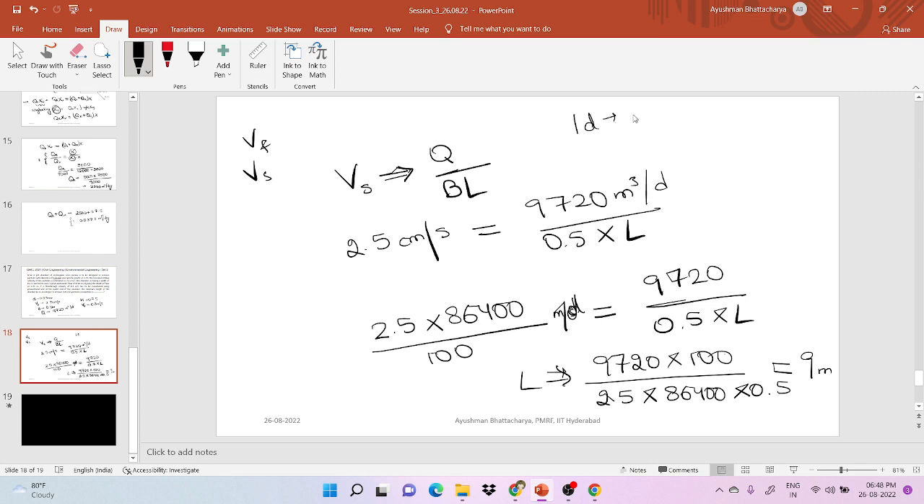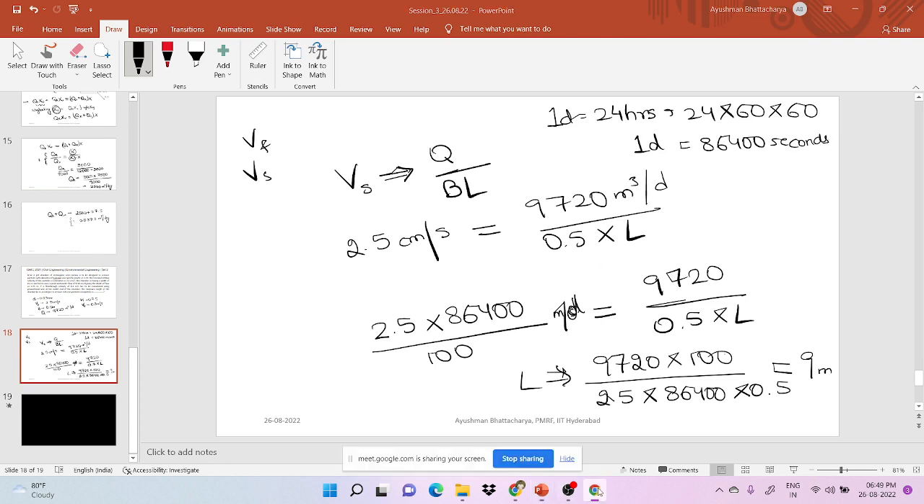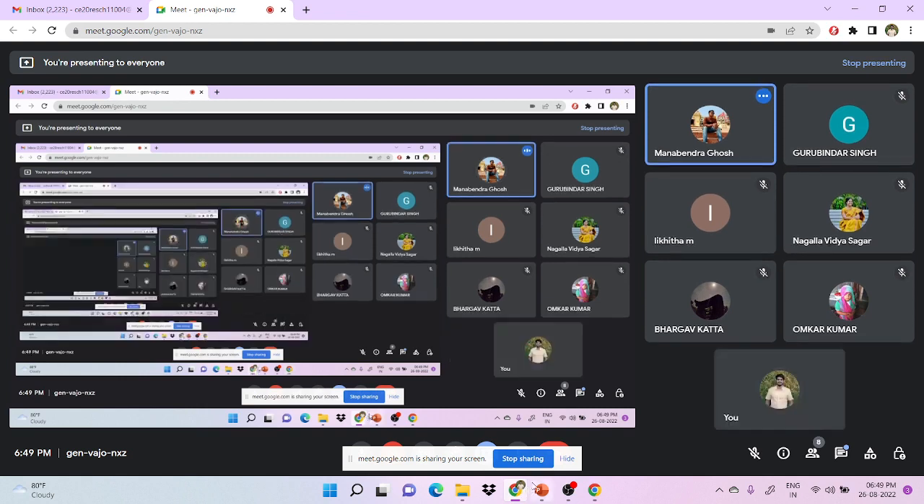You write the meter per second, not the meter per day. That is meter per day. Okay, so I will tell this: one day is equal to 24 hours, into 60 minutes, into 60 seconds. If you do this, you will get one day is equal to 86400 seconds. Okay?